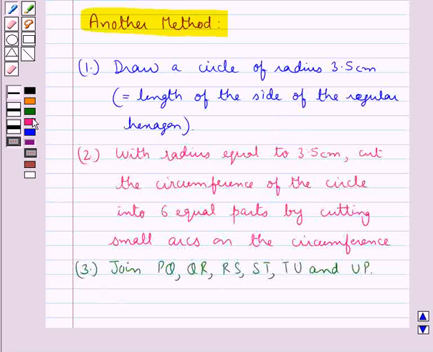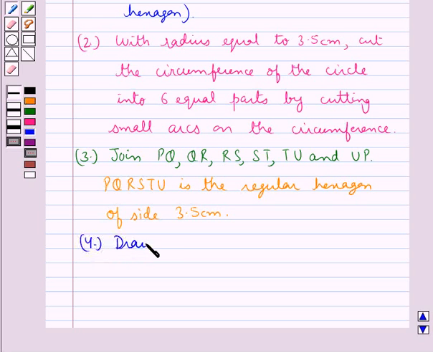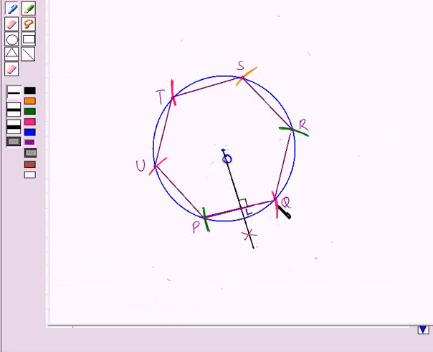So we have PQRSTU, the regular hexagon of side 3.5 centimeters, of which we have to make the incircle, that is, we have to make a circle inside this regular hexagon. Now in the next step, we draw OL perpendicular to any of the sides of PQRSTU. So here we draw OL perpendicular to PQ. So we have this OL perpendicular to PQ.